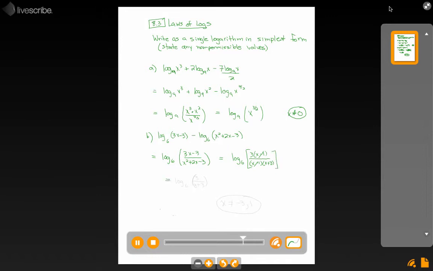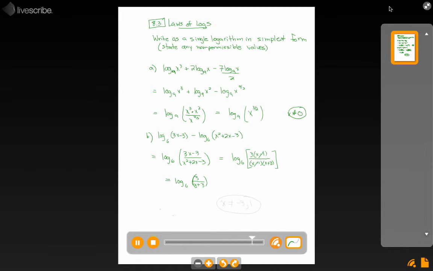And so I've got log base 6 of, notice x minus 1 and x minus 1 cancel, so I have 3 over x plus 3. Now that is my simplest form.